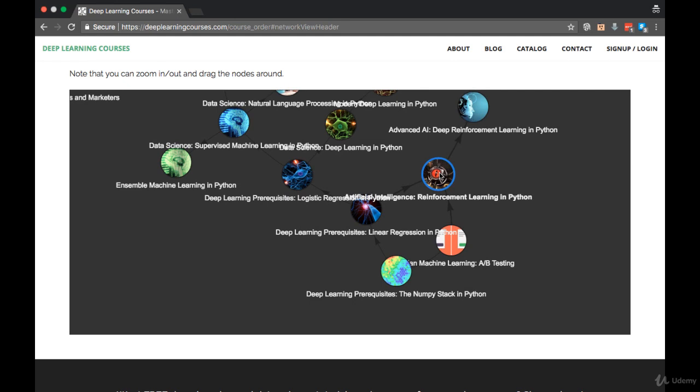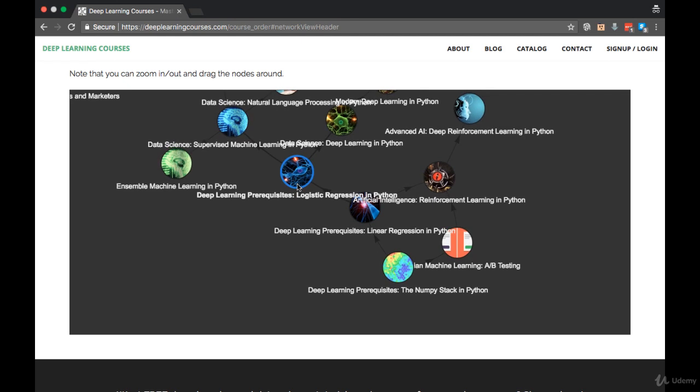This is because my reinforcement learning class makes use of linear regression. So naturally, if you don't understand linear regression, you won't understand that part. But again, this is a much weaker link than going from linear regression to logistic regression. This is because reinforcement learning is actually conceptually more difficult.